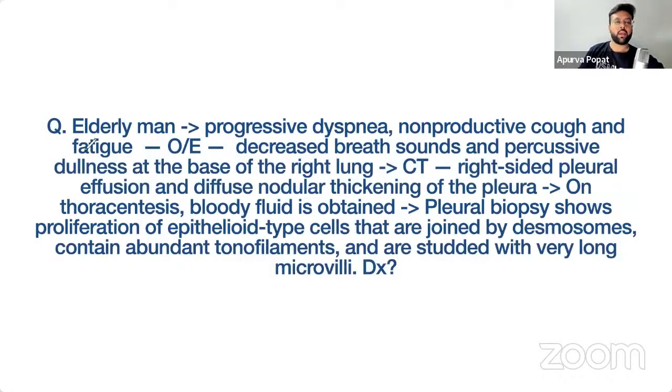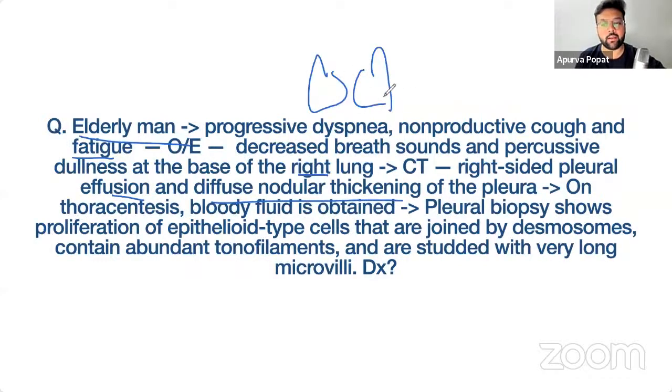Next question. An elderly man is coming to you with complaints of progressive dyspnea, non-productive cough, and fatigue. On examination, there are decreased breath sounds and percussive dullness at the base of the right lung. CT shows right-sided pleural effusion and diffuse nodular thickening of the pleura. So this is your CT scan. It is showing right-sided pleural effusion as well as nodular thickening of the pleura. The pleura is getting thickened.